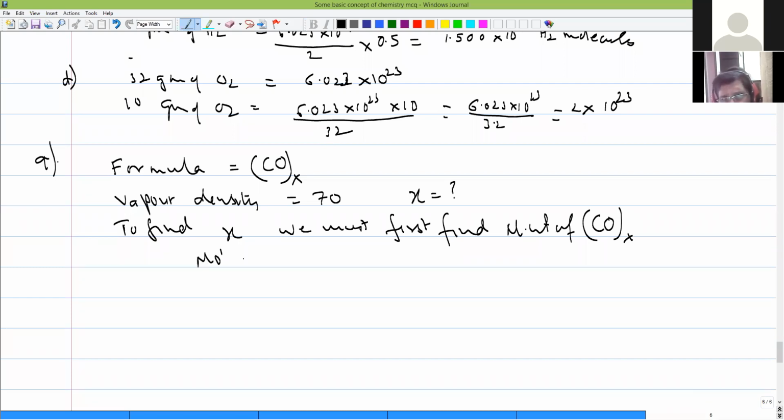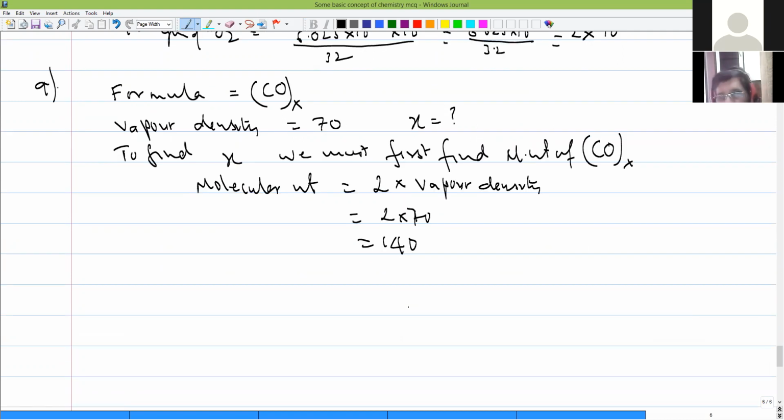Vapor density and molecular weight are related. Molecular weight is equal to twice the vapor density. Vapor density is half of molecular weight. That means molecular weight is twice the vapor density. 2×70, that is equal to 140. So the molecular weight of COX is equal to 140.